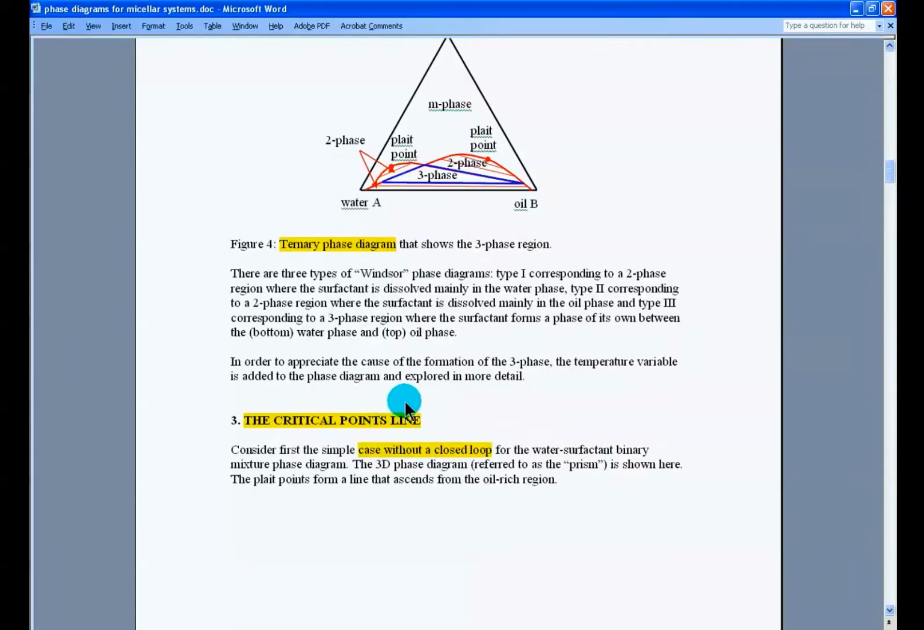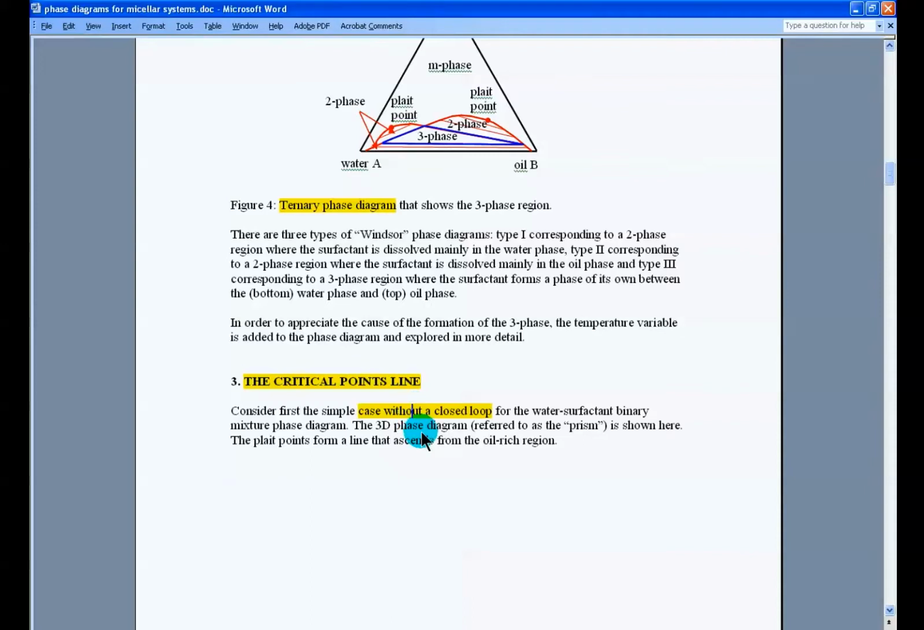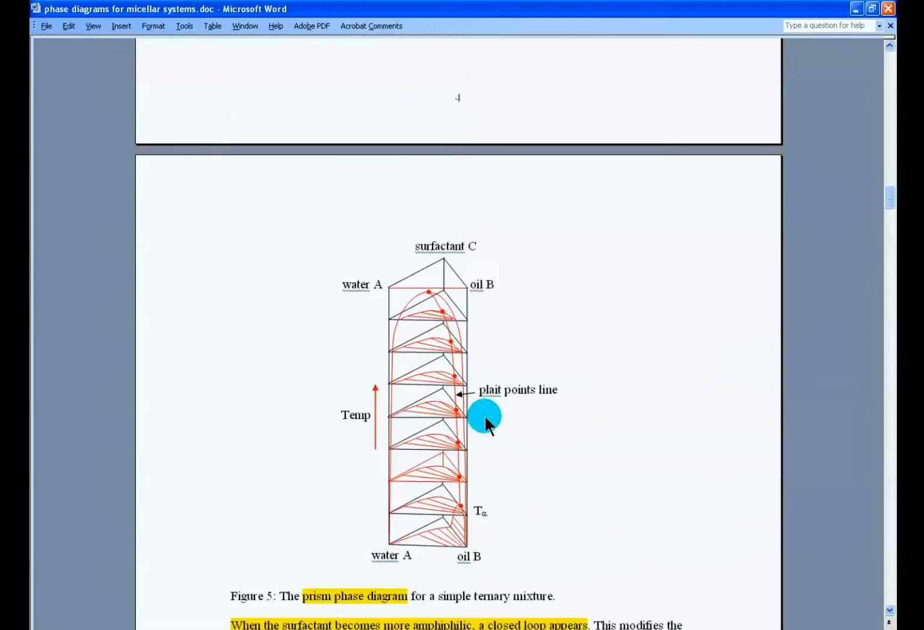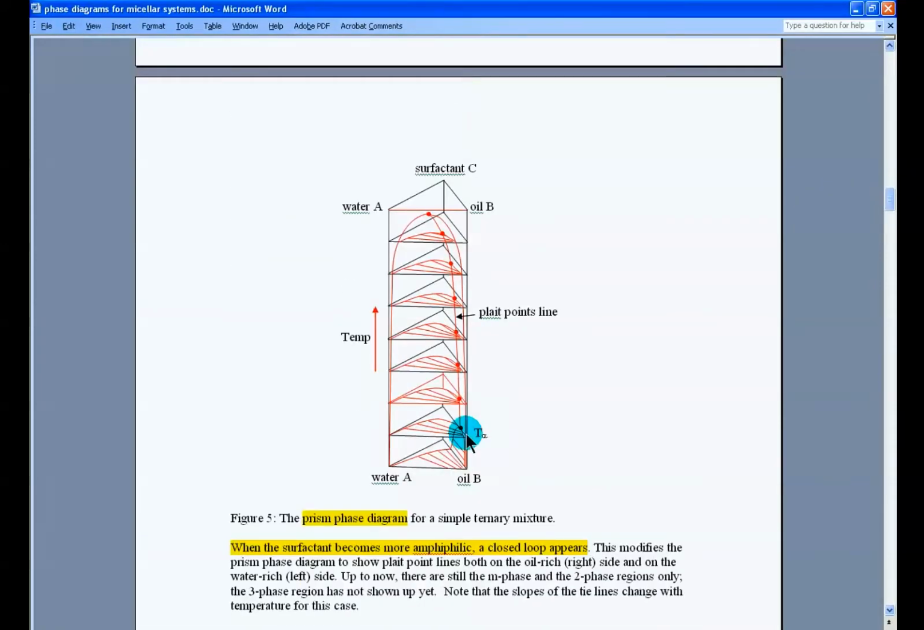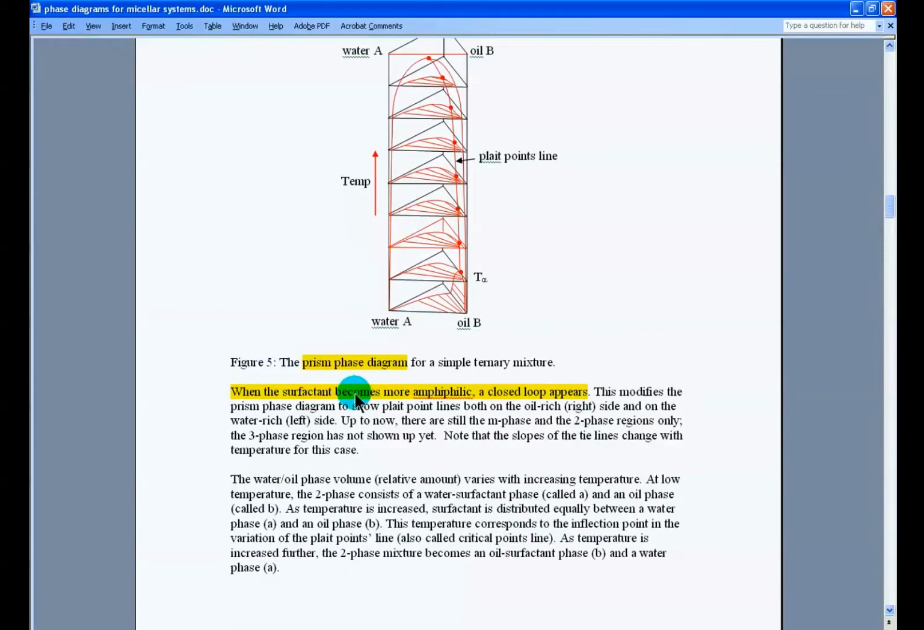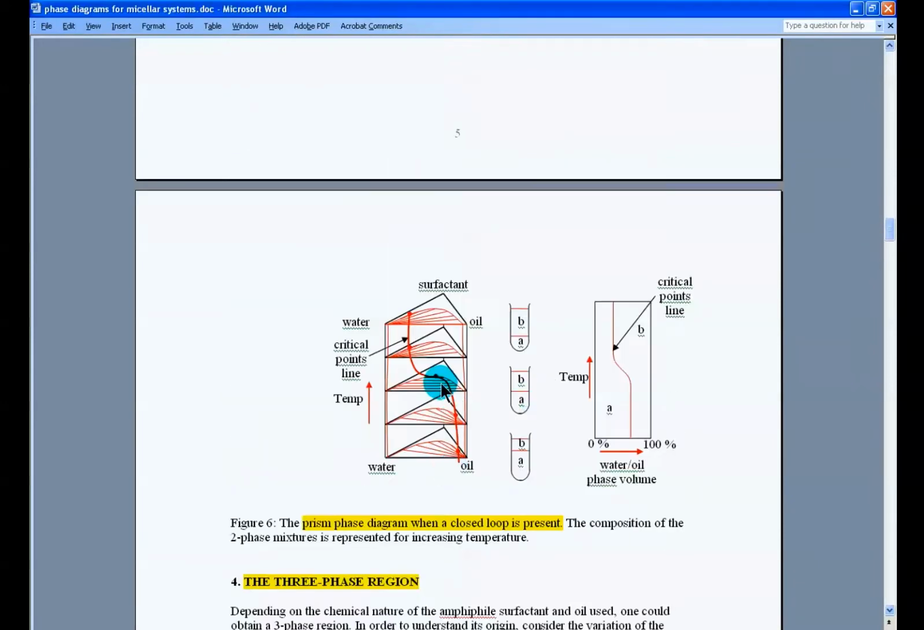So let's look at the critical points line. First, without the closed loop, this is the UCST for surfactant water. So this plait points line, critical points line, varies like this. This is temperature. When the surfactant becomes more amphiphilic, the closed loop appears, and we get a second branch here, high temperature. In other words, temperature versus oil water phase, something like this.